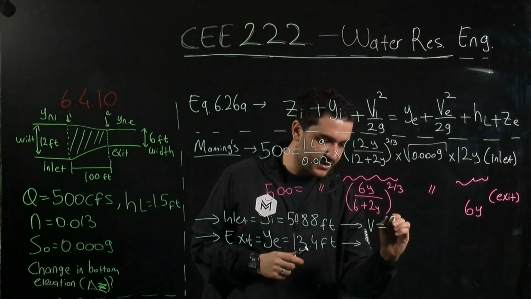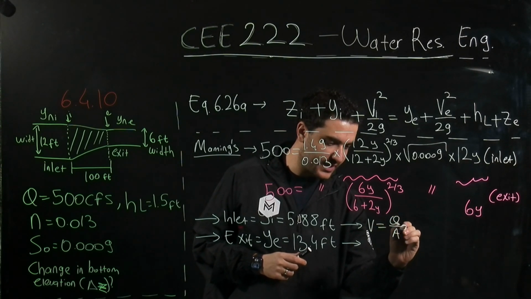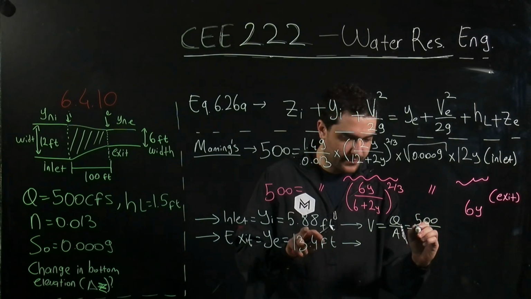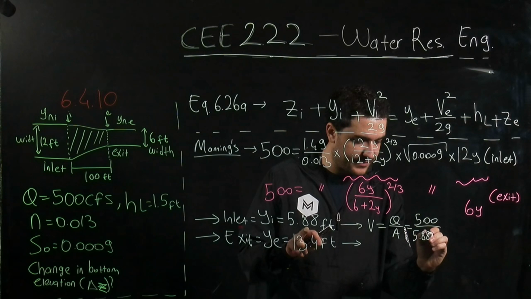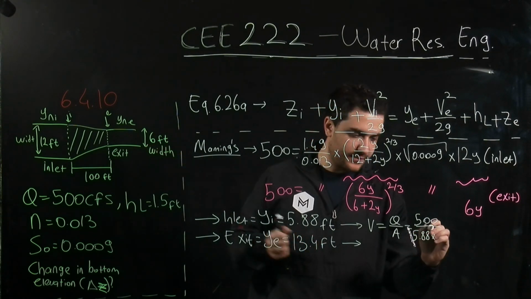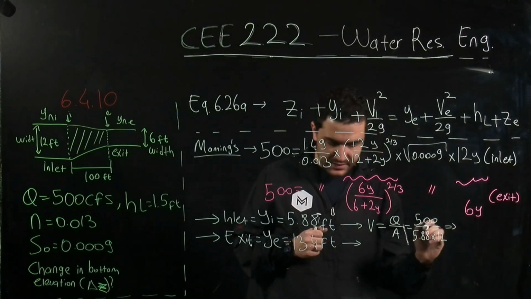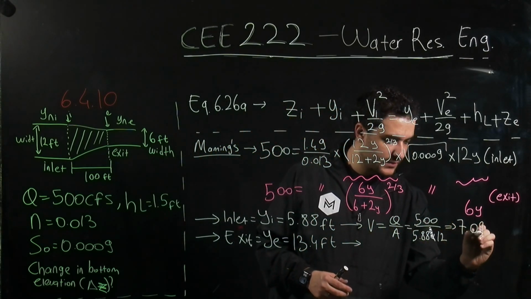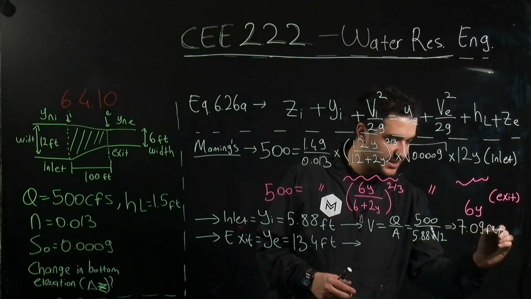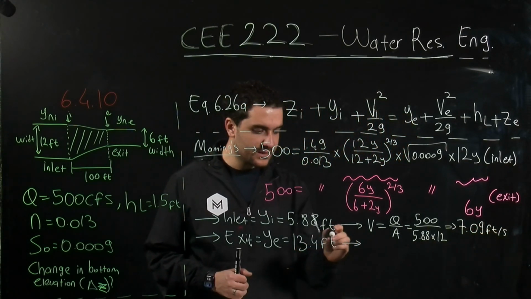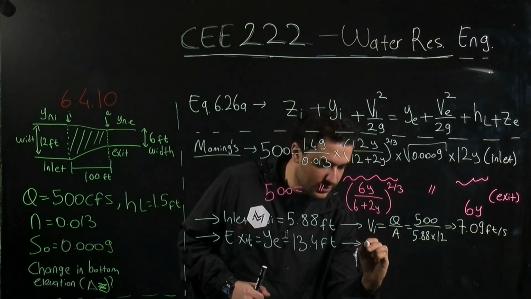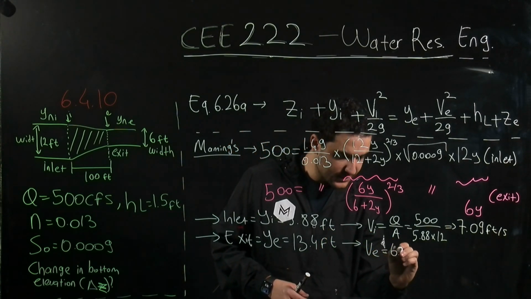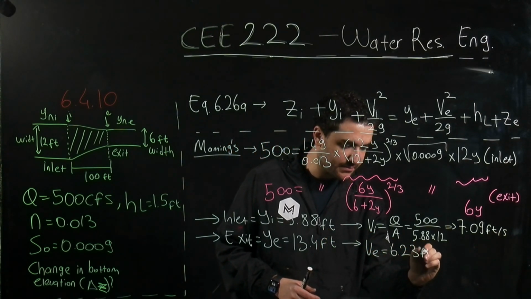The velocity will come from Q over A. For example, for this one, it is 500 over 5.88 times 12, and this will be 7.09 feet per second. Similarly, the velocity at the exit will be 6.23 feet per second.